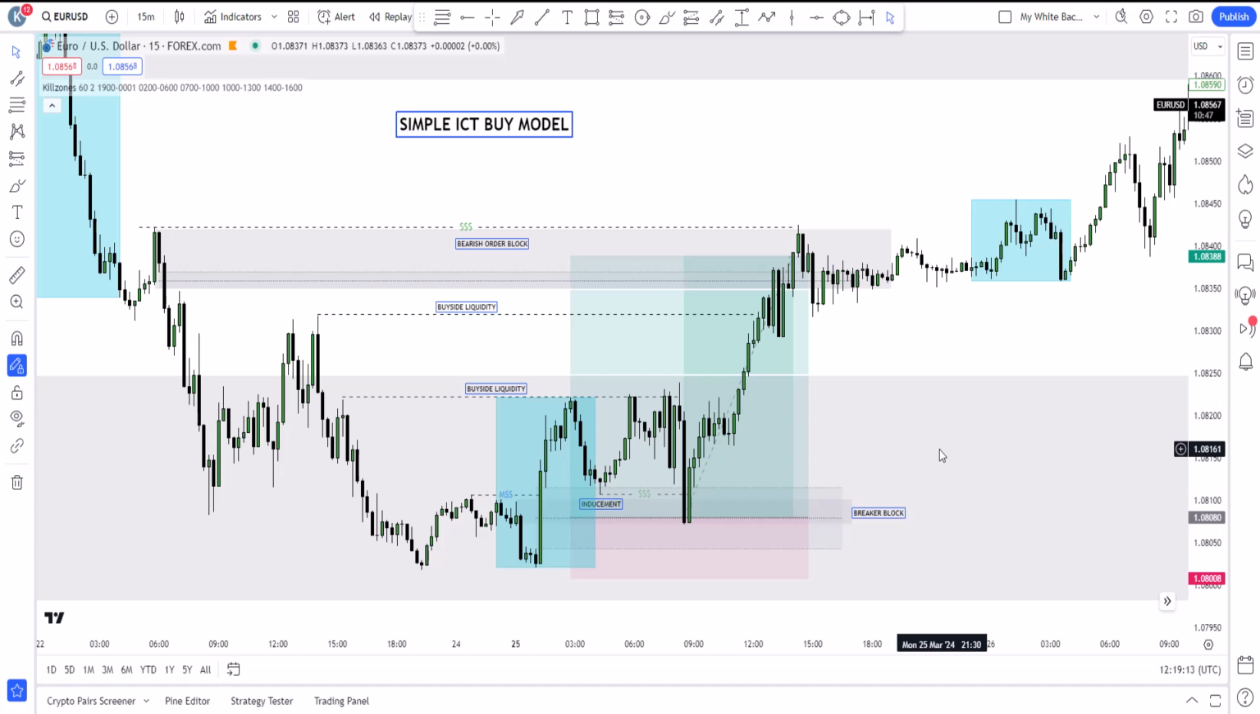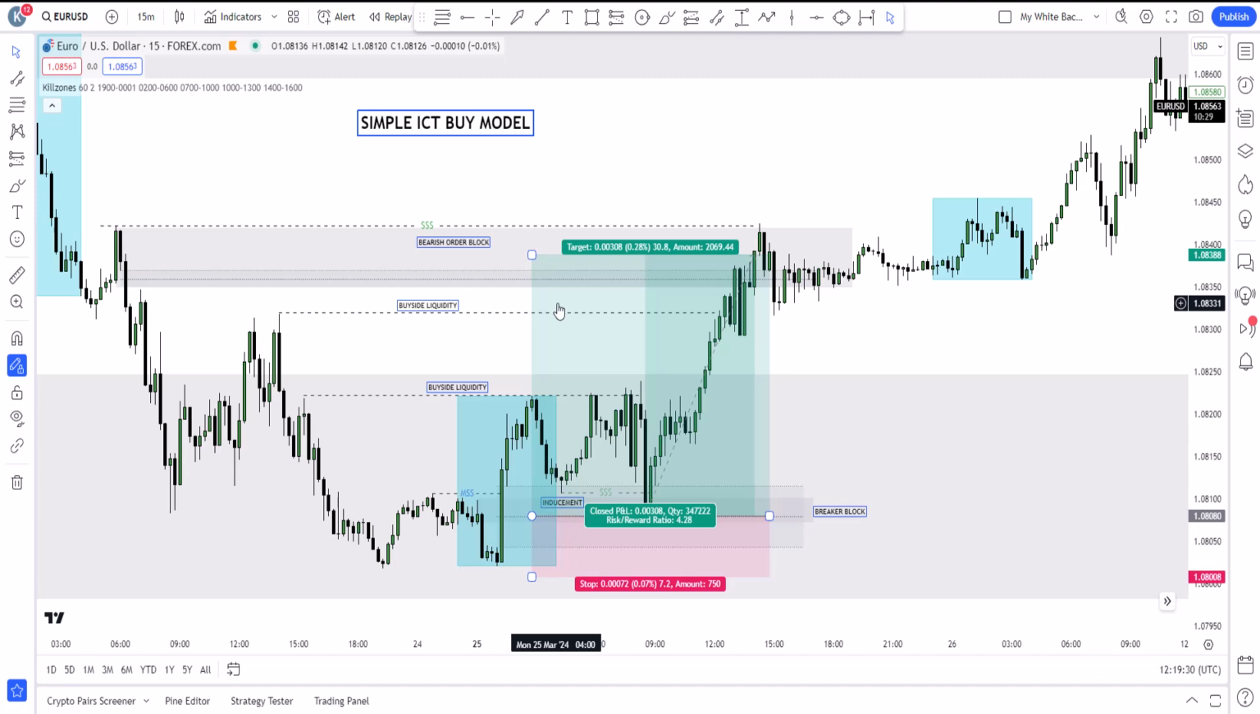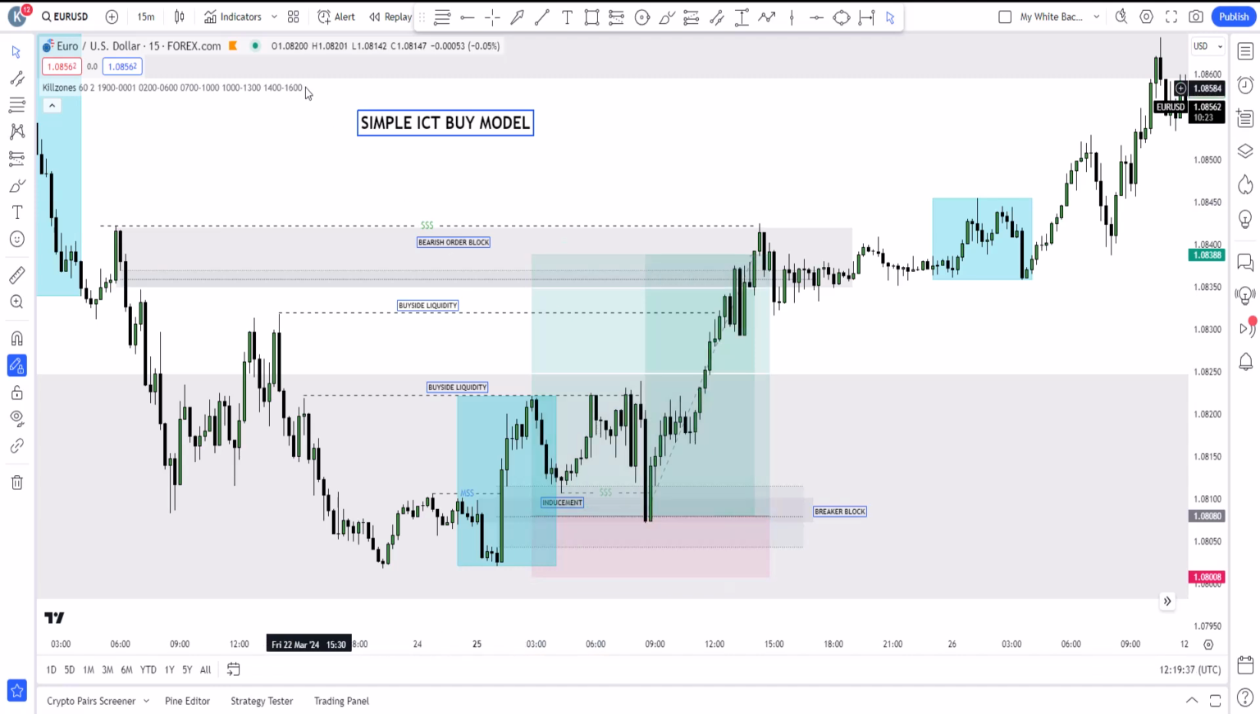I want to show you a very simple ICT buy model for beginners. And this particular buy model can be used by both swing traders and intraday traders. It is a very beautiful and simple setup. You can see right here on my screen. I'm going to show you how to go about it and what you should be looking for, the time frame you should be operating from. Alright, so let me go into it.